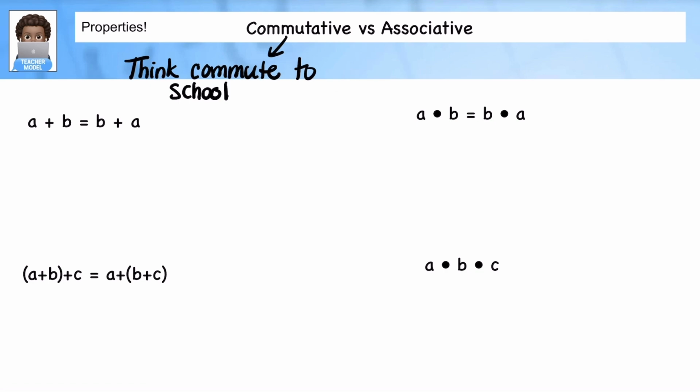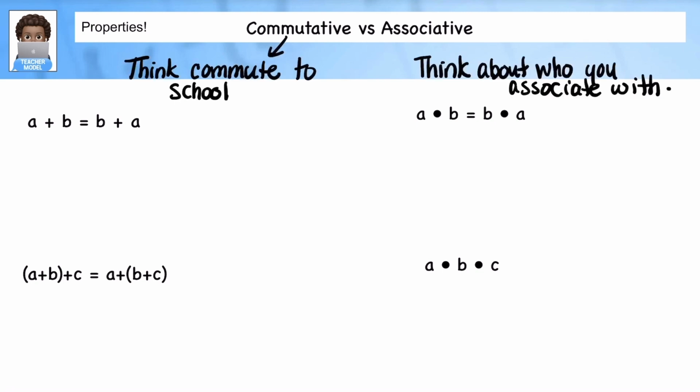For associative, I think about who I associate with when I'm in school. Like I have tons of different groups of friends, and sometimes I go to my friends that play sports first, and then I go and say hi to my friends who are in my science class. So that's what associative means. Like these are just the different groups. Who do I go to first or second? And the order doesn't matter because they are all collectively my friends. You've been doing this in math since you were young.